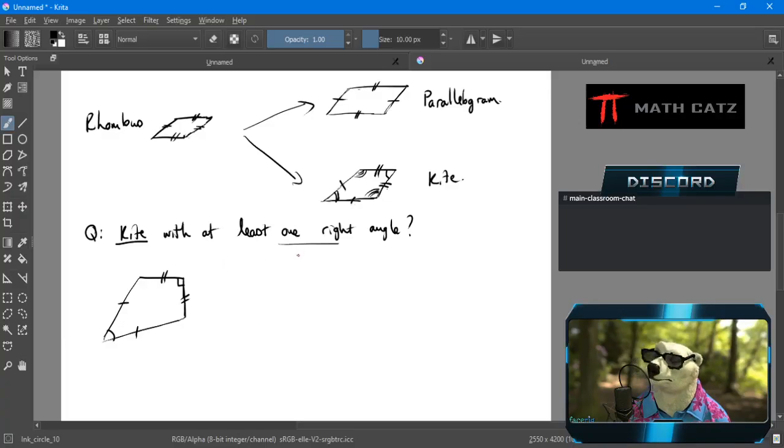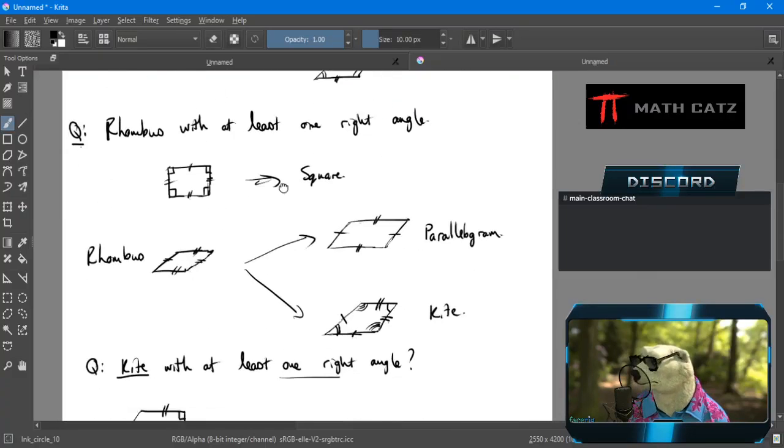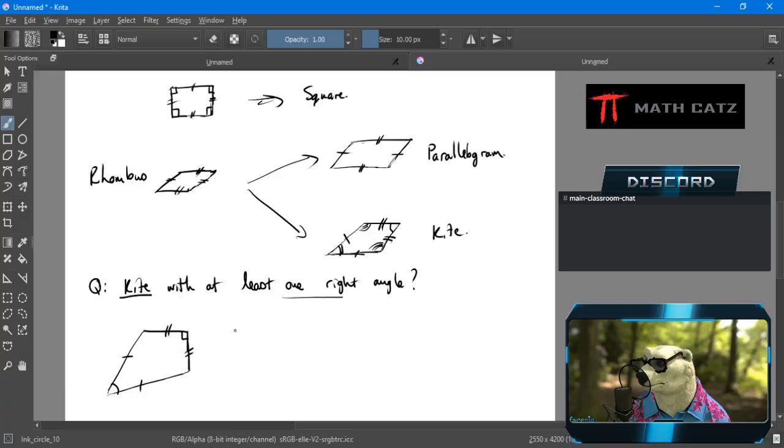So this requirement of having at least one right angle in a kite doesn't have this overflow effect, that, oh, now another angle has to be 90 degrees, therefore the other ones, and now all of them are making a square. I don't have this sort of chain of events anymore.